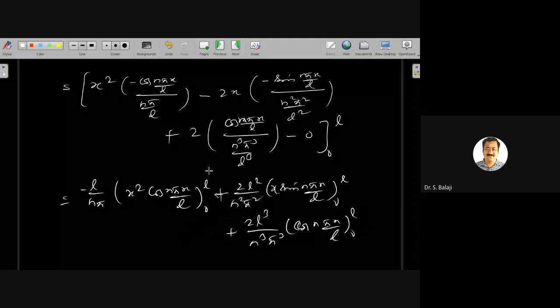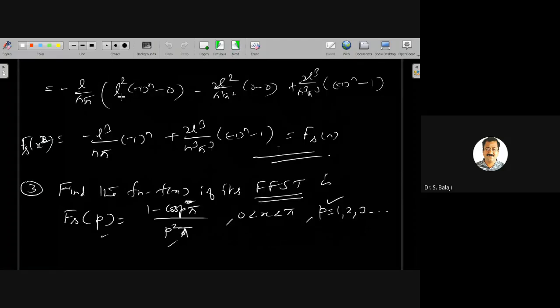Right now, substitute the limits here. When we apply L here, L square, here L gets cancelled. Cos n pi is minus 1 whole power n. When we apply 0, it is 0 here because x becomes 0. Minus L by n pi, L square minus 1 whole power n minus 0. The first limit is L square x square, minus cos n pi is minus 1 whole power n, minus 0, minus L by n pi.